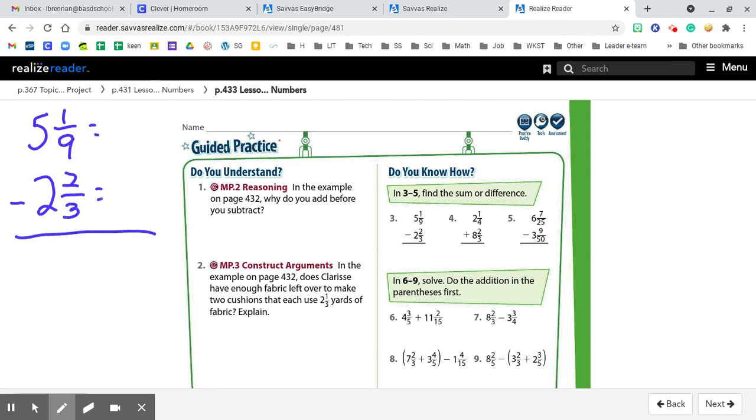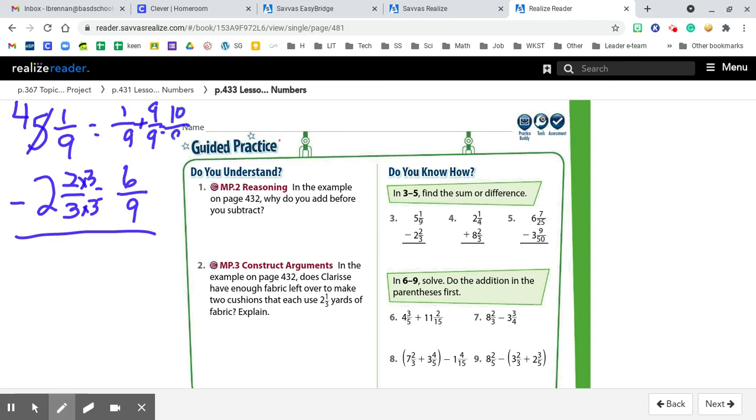Our rules, are the denominators different? Are they the same? No. Are they different? Yes. So we're going to need to see, does one go into another? Is one a multiple? We only need to rename the bottom one. And we're going to multiply that 3 times 3. Now, unfortunately, on this one, we can't take 6 away from 1. So just to make our life more miserable, we're going to have to borrow.